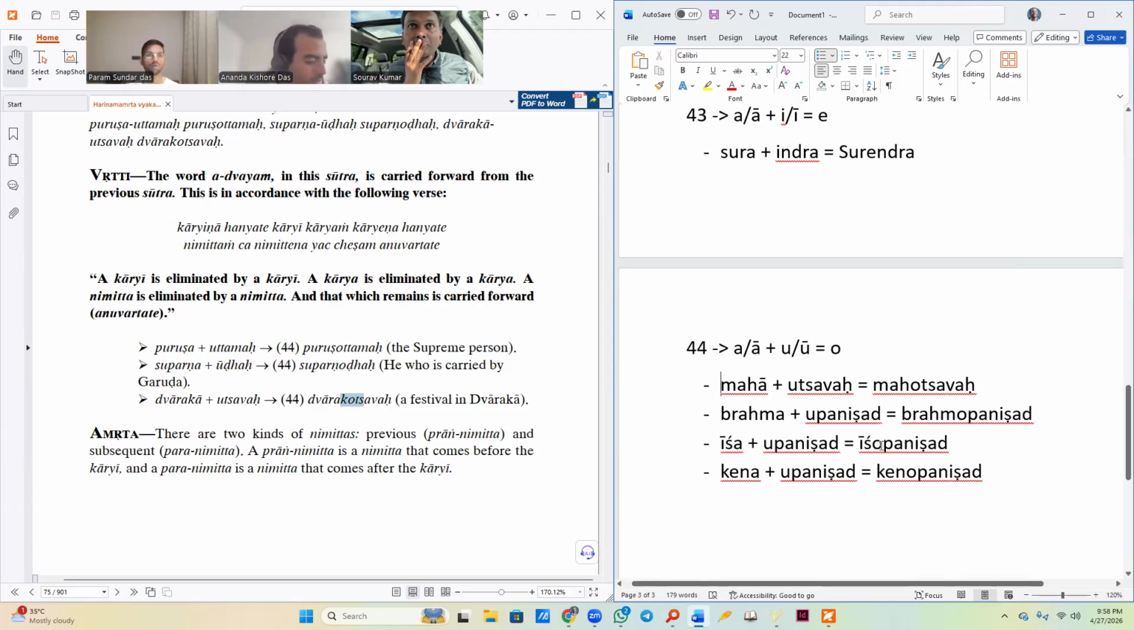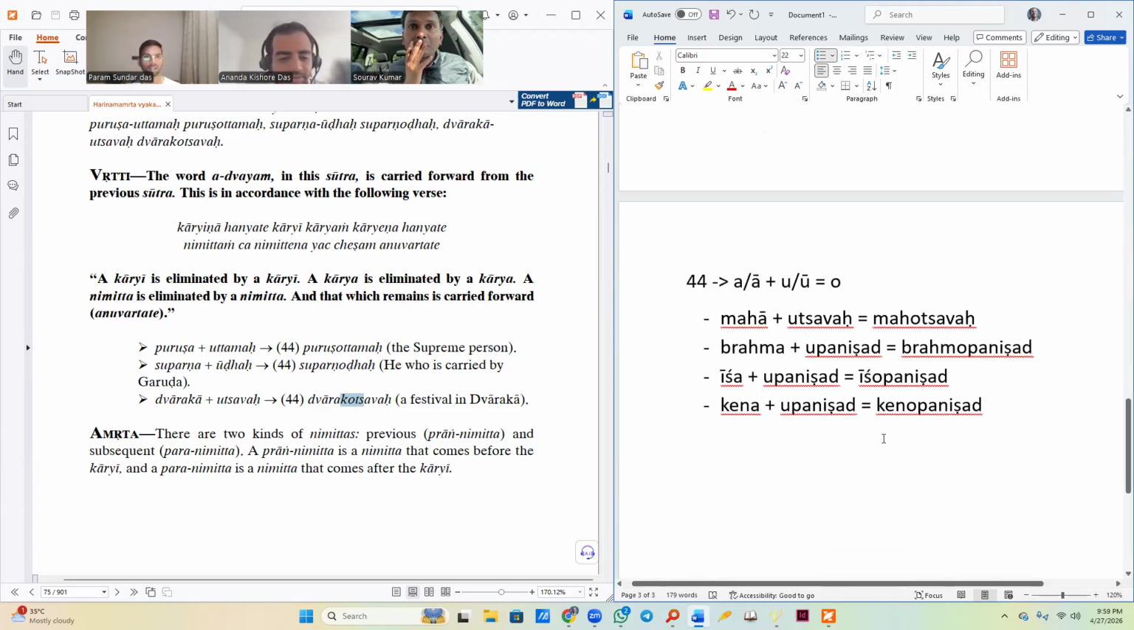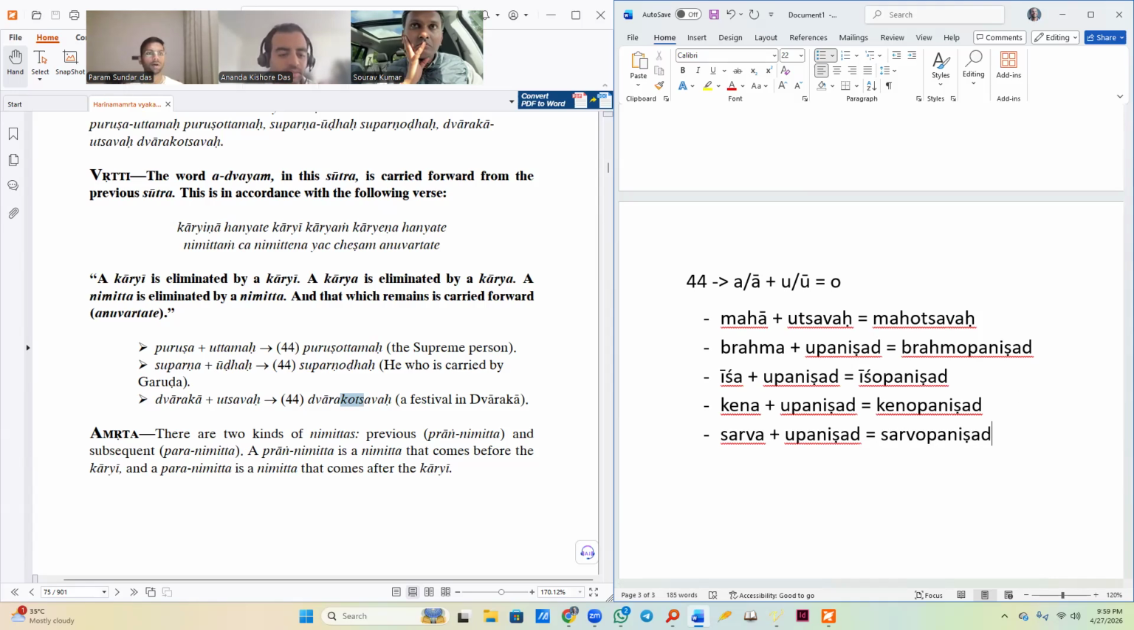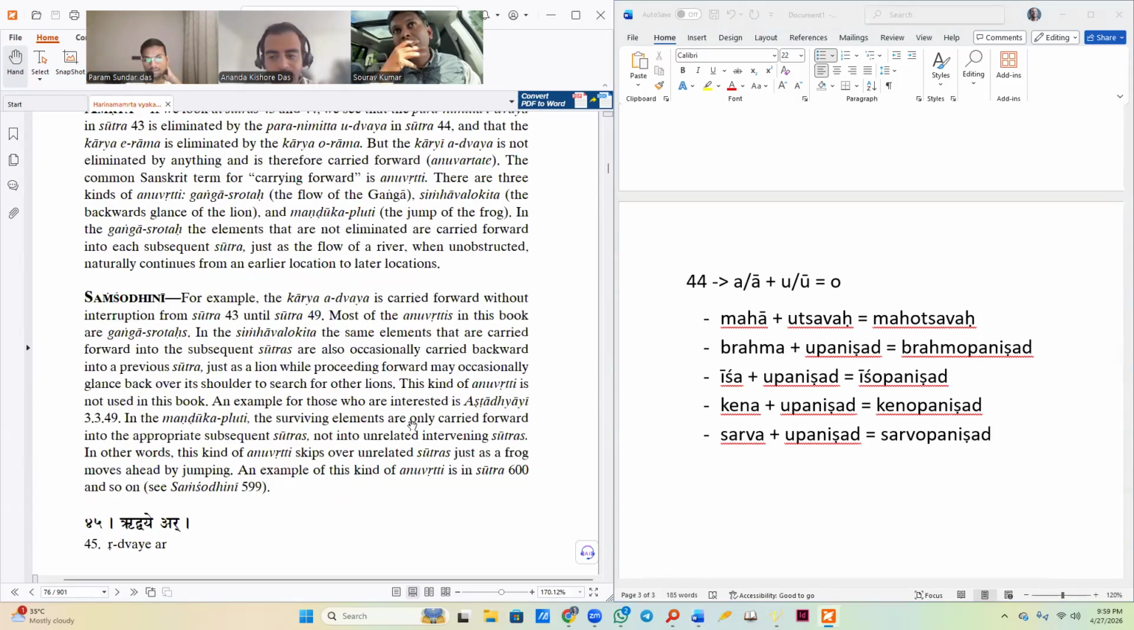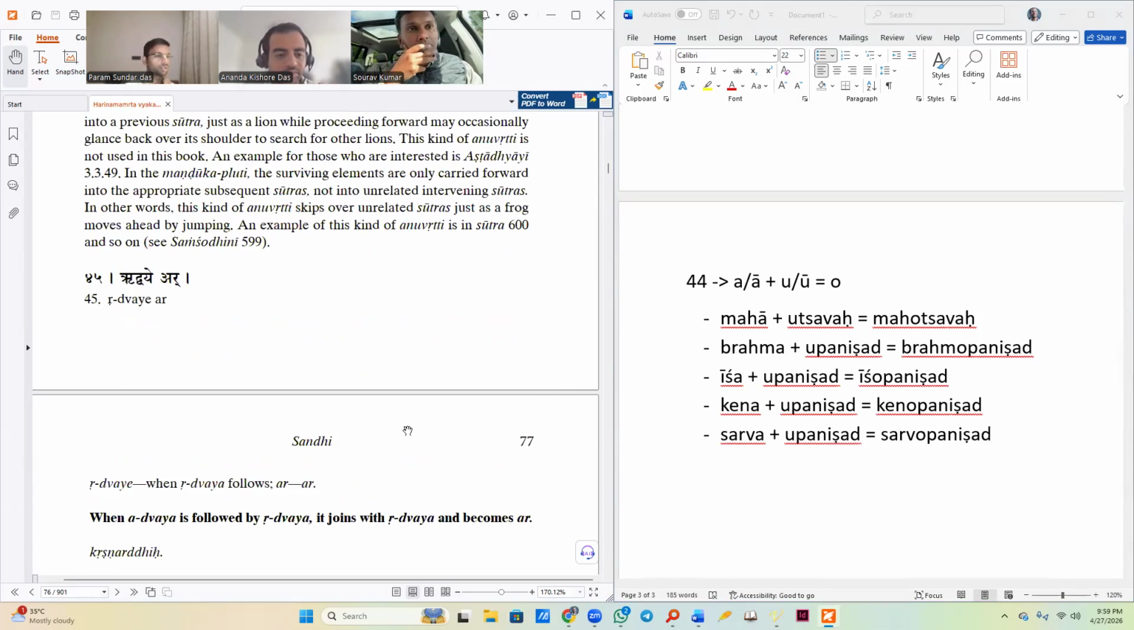Sarvopanishado Gavo Dogdha Gopalanandanaha, from Gita Mahatmya. So Sarva Upanishad becomes Sarvopanishad. Okay, then Sutra 45.